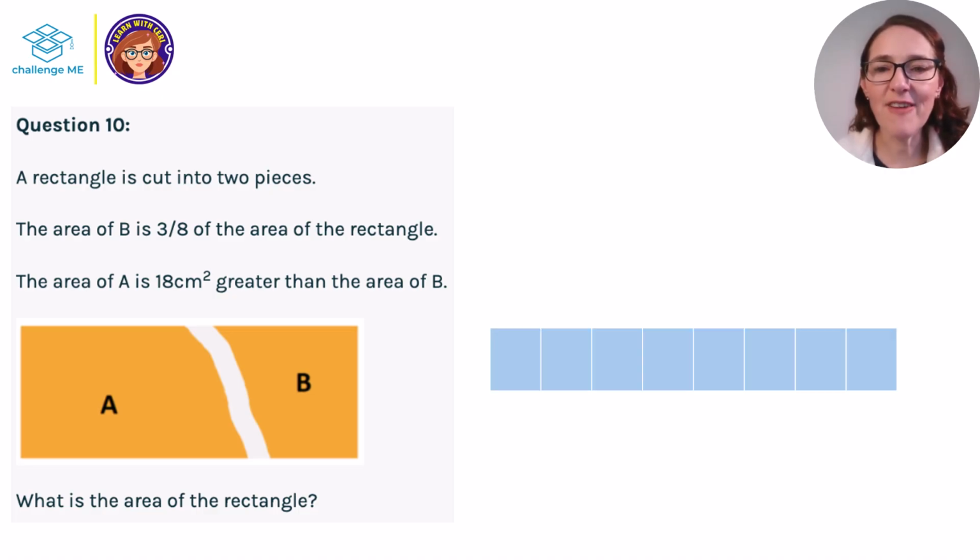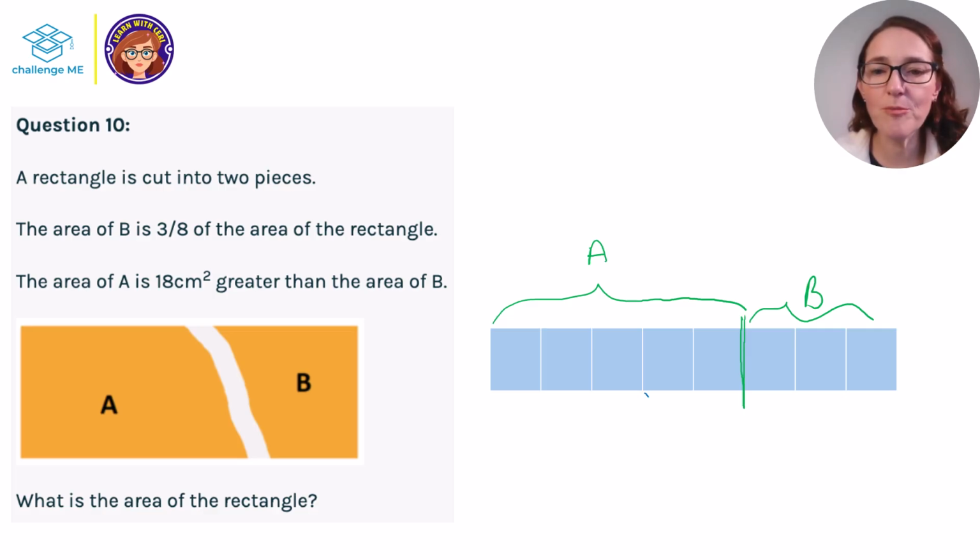So it's 8, so let's have 8 boxes, and we know that area B is 3/8. I'm going to put it this side so it matches the picture a bit. So that's area B. These boxes are going to represent area B, and these 5/8 can represent the other piece, which is area A, and we're told that it's 18 centimetres squared greater than, so these 2 boxes here must be worth 18, because that's the bit that's greater. And so each box must be 9. And if we do 8 nines, because there's 8 eighths, then we get 72. And that, guys, is the answer to the question.